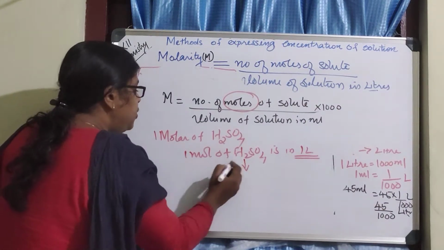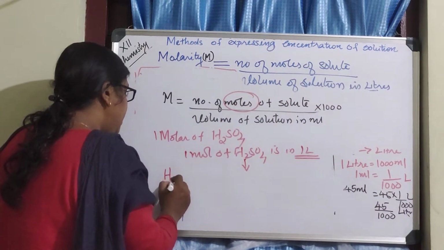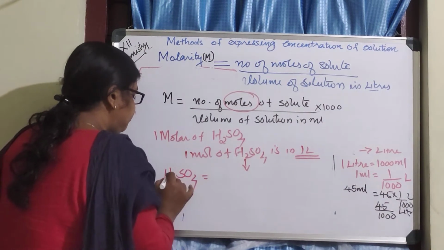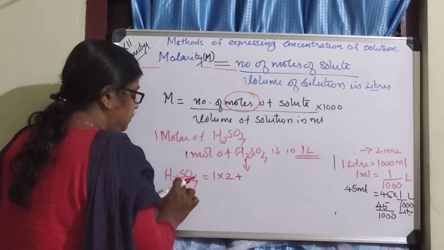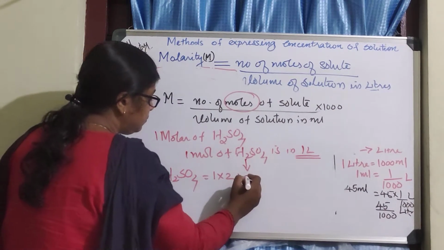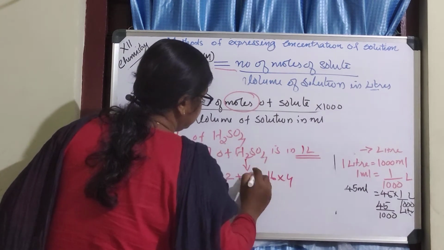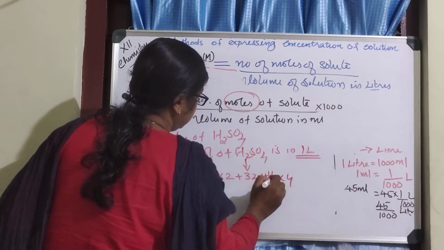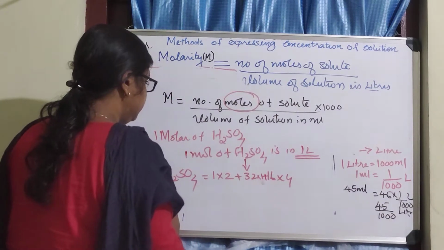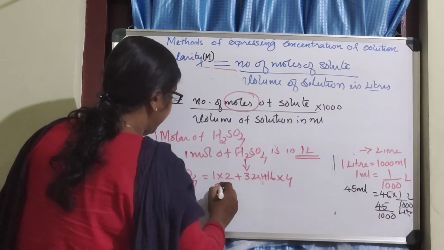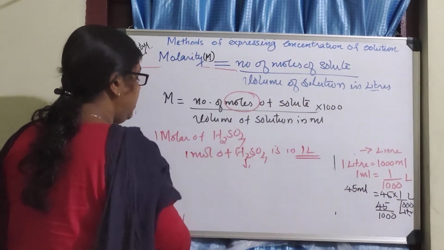So for that we should know the molecular mass of sulfuric acid. How will we find it? H2SO4: hydrogen 1 into 2, plus sulfur, what is the atomic mass of sulfur? 32, plus oxygen 16 into 4. That gives 98. So the molar mass of sulfuric acid is 98.